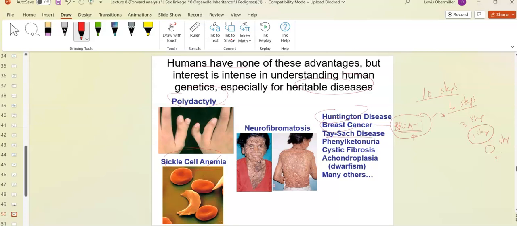Tay-Sachs disease, PKU, we'll talk about that, cystic fibrosis, dwarfism. There are lots of other ones. This is a dominant trait.